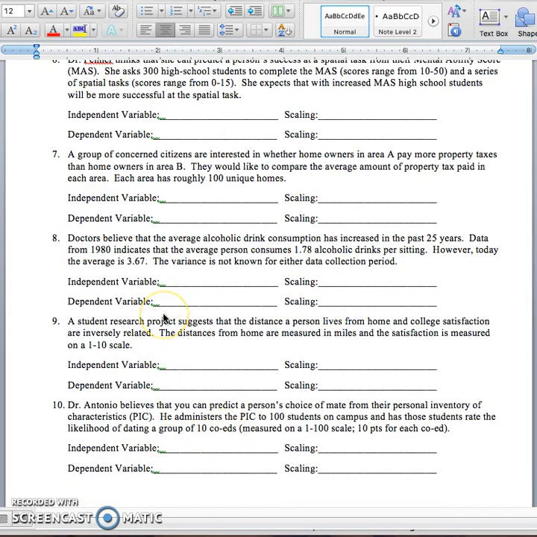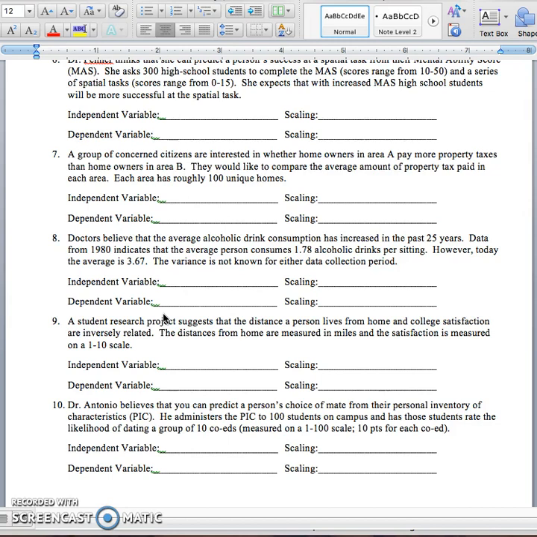Number 8, doctors believe that the average alcoholic drink consumption has increased in the past 25 years. Data from 1980 indicates that the average person consumes 1.78 alcoholic drinks per sitting. However, today the average is 3.67. The variance is not known for either data collection period.